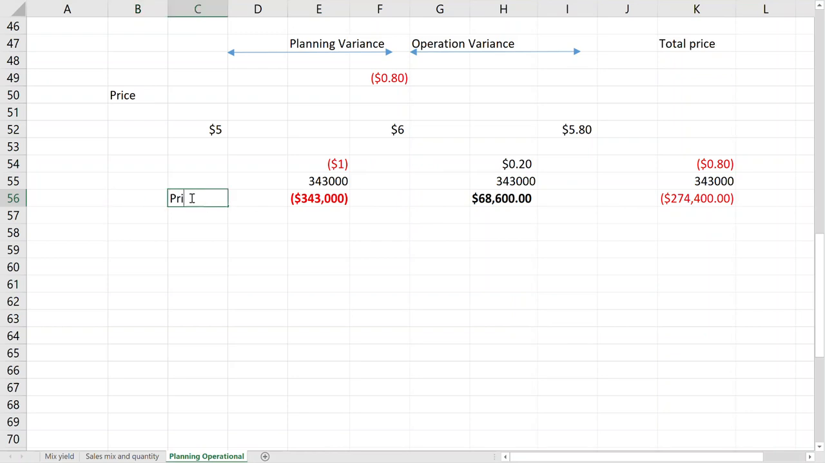This is price planning variance, which is, remember, adverse. This is price operational, which remember is favorable. Price total hasn't been asked. Adverse.